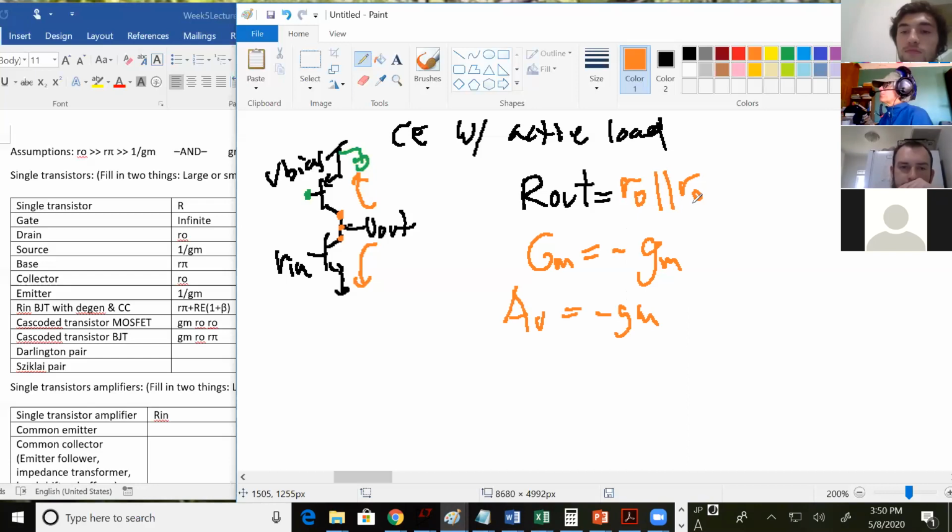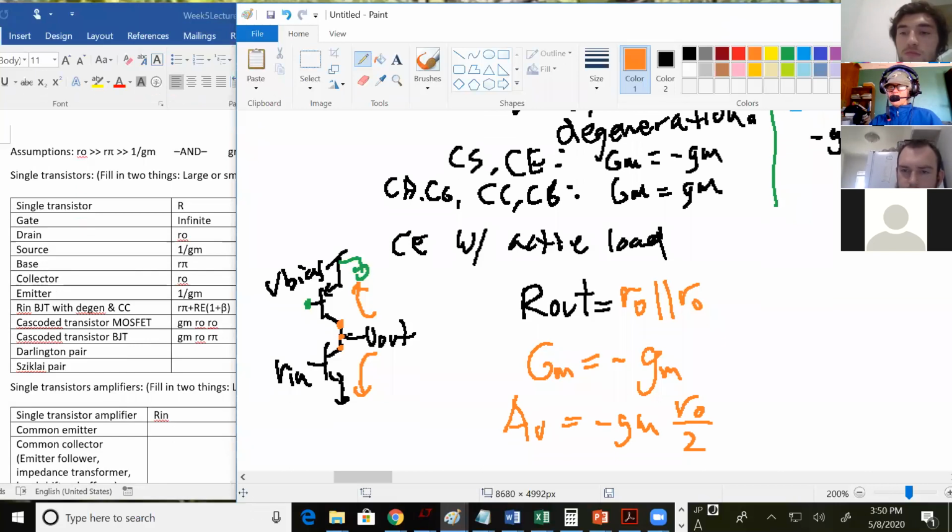And if the ROs are approximately the same, what's RO in parallel with RO? RO over 2. So this is only true if the ROs are about the same. Okay, so I claim that you had a gain of minus GM times R before. I think we've probably increased it quite a bit. We've gone from maybe 5K to 10 or 100K. So you've got a good increase in gain, and that was by making this look like a bigger resistor.